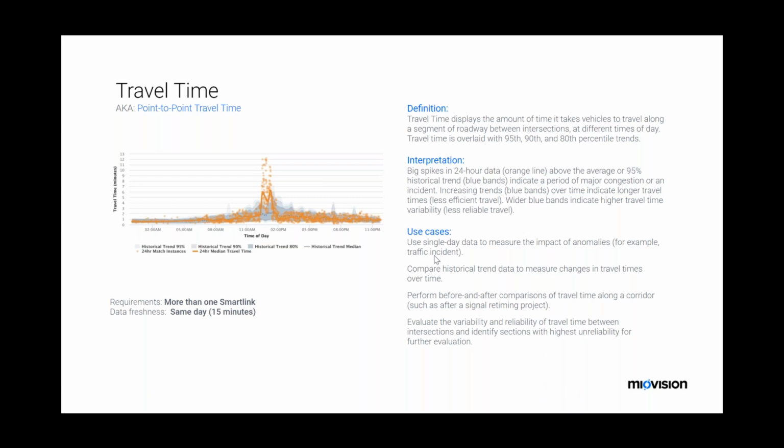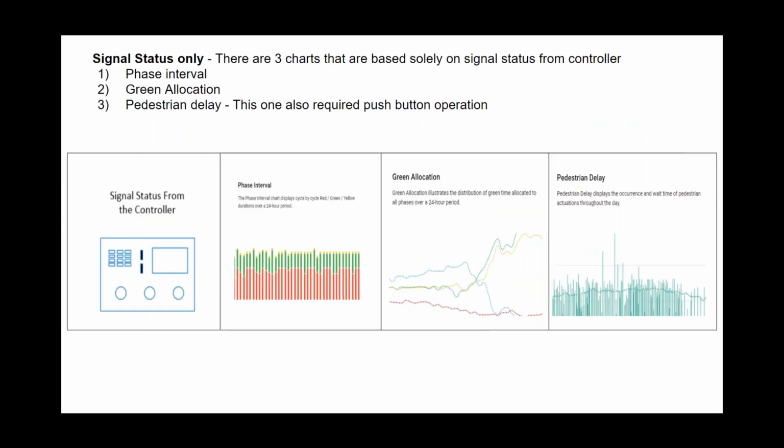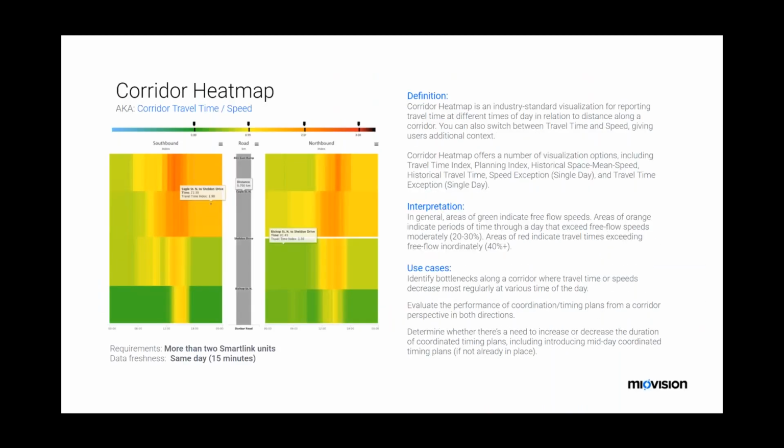The next one, I think I skipped one there. The next one that I wanted to actually quickly highlight was the congestion scan chart. The corridor heat map, or the congestion scan tools, kind of contextualizes that across multiple intersections along a corridor. So on the left there, you're seeing what we call the heat map.